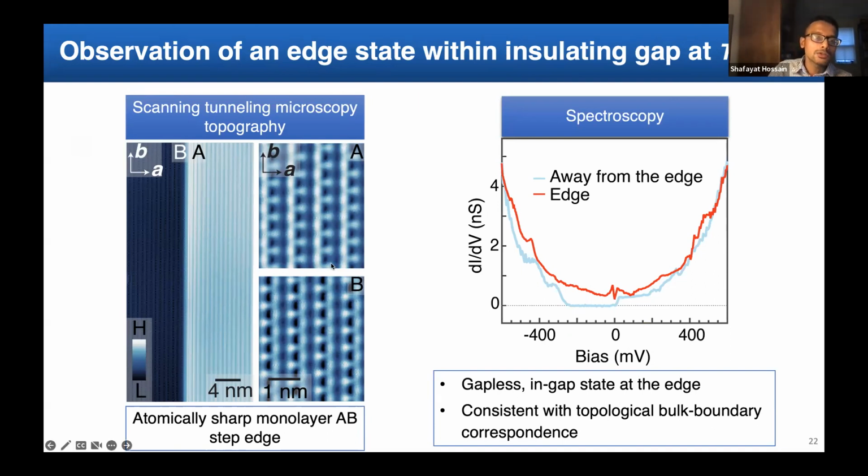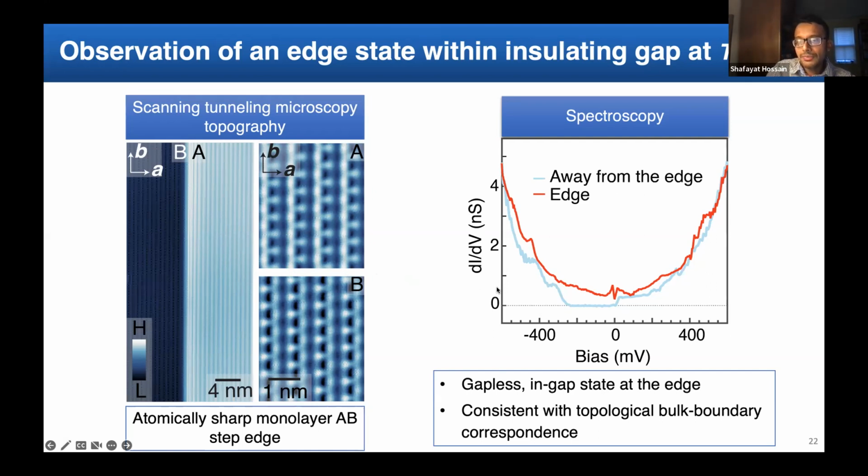Towards that end, we searched our crystal extensively and found an atomically sharp monolayer step edge. Since this is a monolayer in an AB stacked material, one side of the monolayer edge is the A-type surface and the other side of the edge is the B-type surface. If we zoom in, we again see this A-type and B-type surface. So it breaks the mirror symmetry along the a axis.